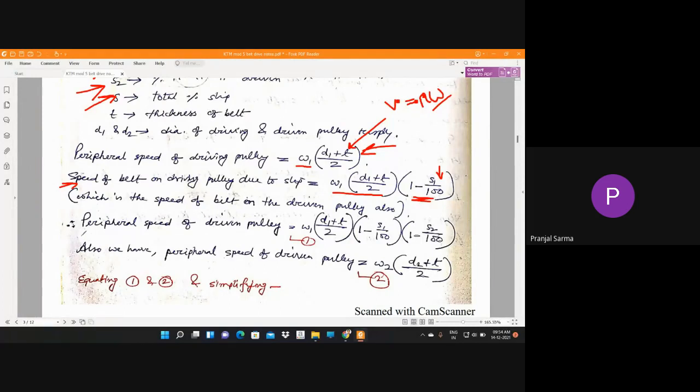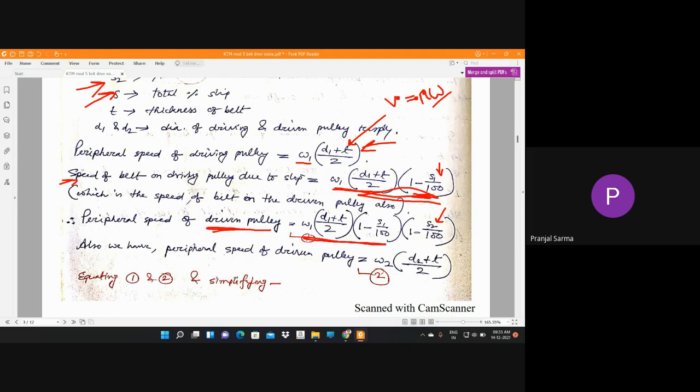So now from here, what can we write? The peripheral speed of the driven pulley. Once again, we have said that slip is there on that side also, and s2 is the percentage slip there. So whatever the belt speed is, this much is the belt speed, and from there will be another reduction. This remains like this, times 1 minus s2 by 100, because s2 is the percentage slip on that side.